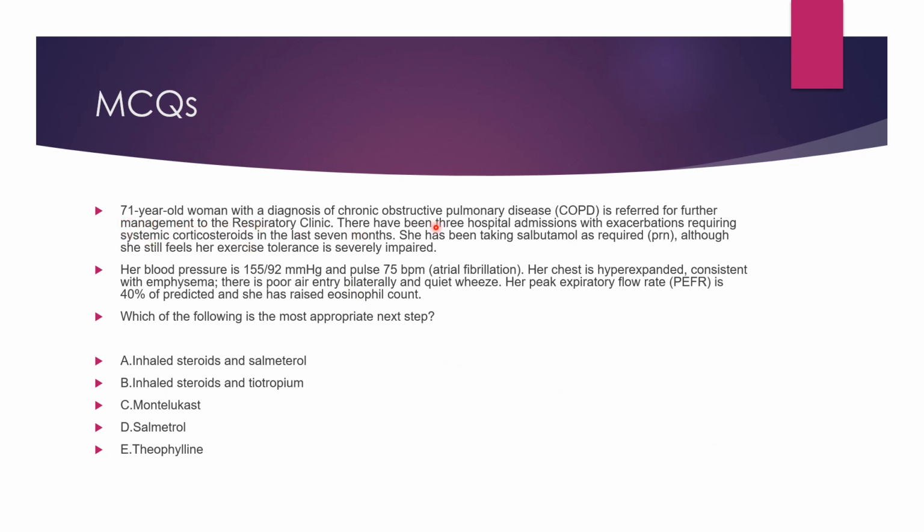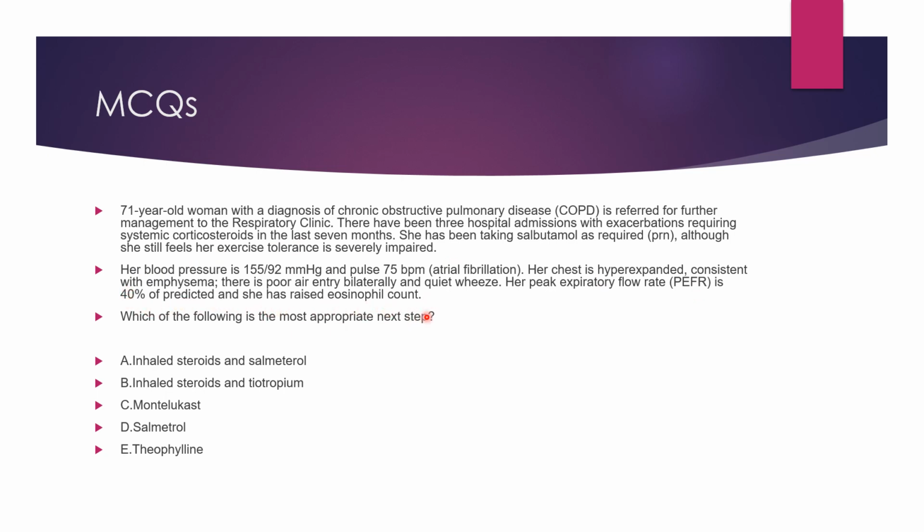A 71-year-old woman with a diagnosis of COPD is referred for further management. She has had 3 hospital admissions with exacerbations requiring systemic corticosteroids in the last 7 months. She has been taking salbutamol as and when required, although her exercise tolerance is severely impaired. The blood pressure is 150/90 and pulse 75 beats per minute. Atrial fibrillation is there. Hyperexpanded with emphysematous changes. Bilateral poor air entry and quiet wheeze. So this is important. Her peak expiratory flow rate is 40% of predicted, and she has a raised eosinophil count.